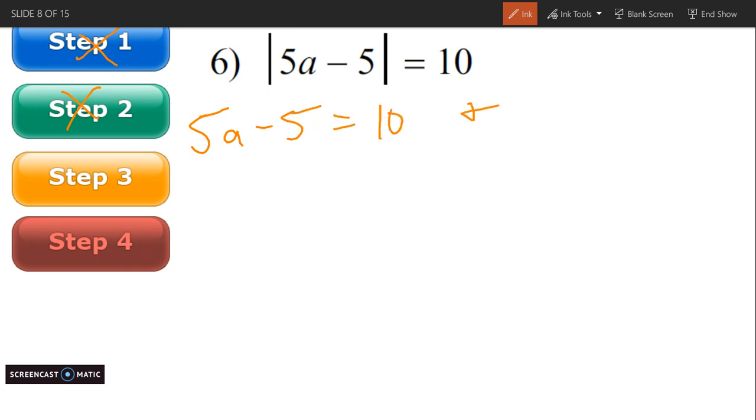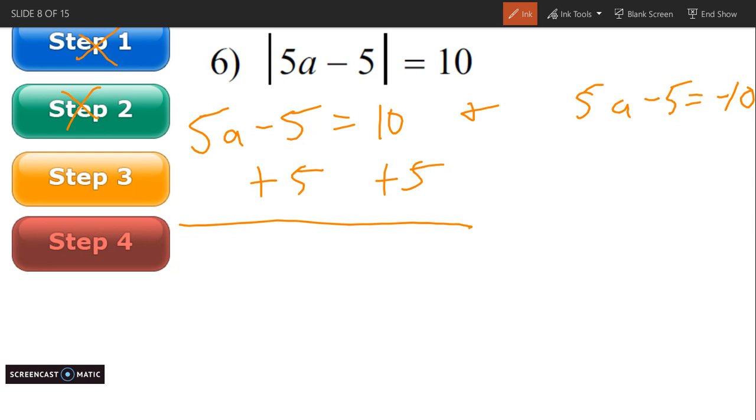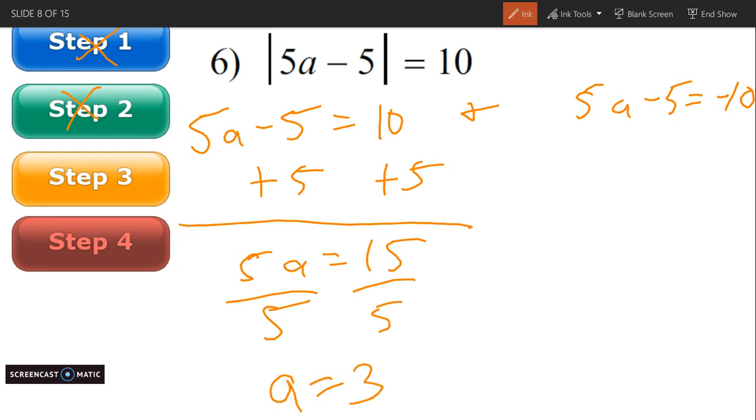And 5a minus 5 equals negative 10. We're going to undo subtraction first. Add 5 to both sides. 5a equals 15. Undo multiplication with division. And a equals 3 for our first solution. 5 times 3 is 15. Minus 5 is 10. Absolute value of that is 10.